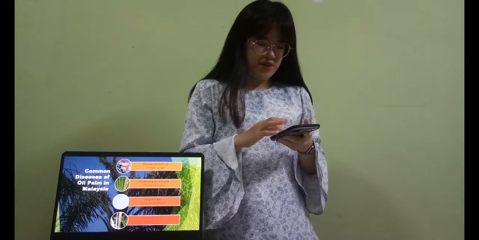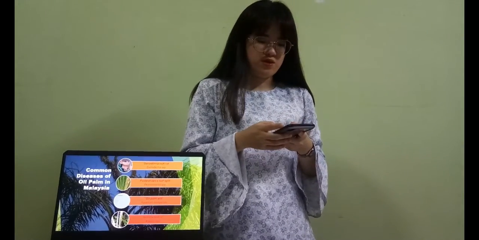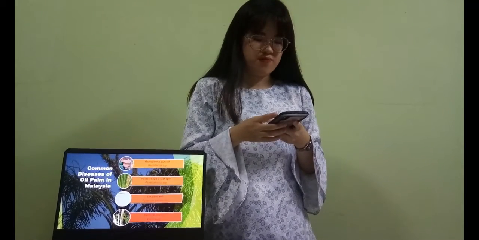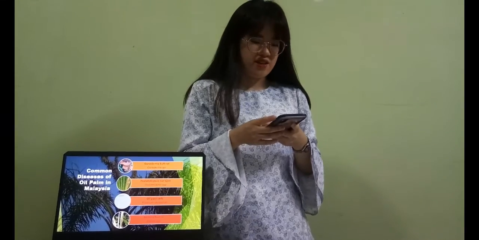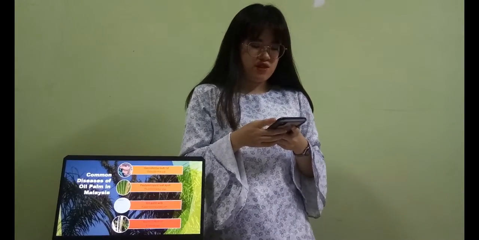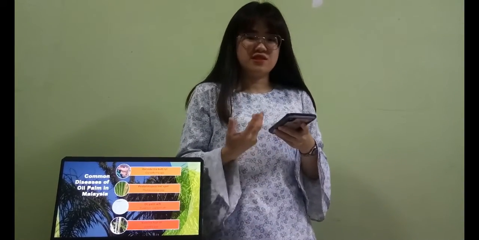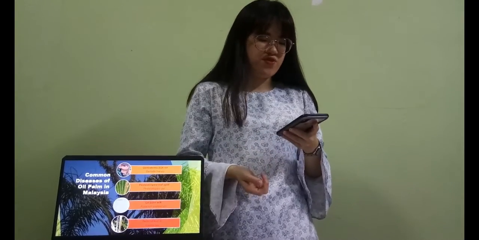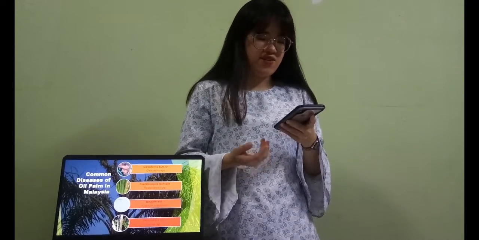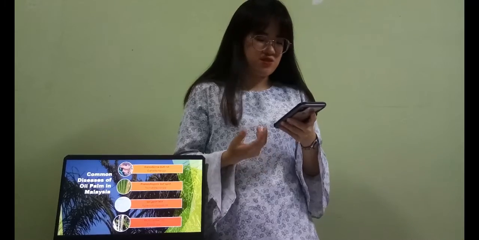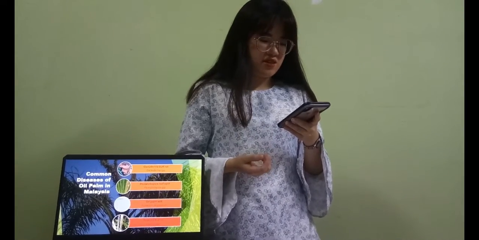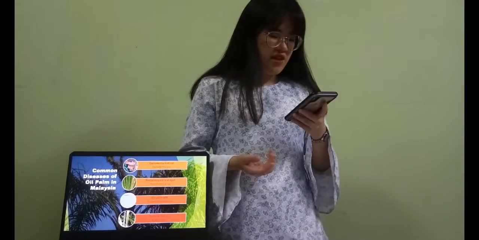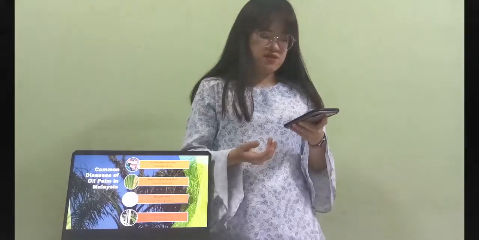And the next one, we are going to talk about the oil palm wilt, which is caused by Fusarium oxysporum fungi. The symptoms of the disease will vary according to the age of the host, and the disease can affect seedlings and mature trees. Seedlings exhibit retarded growth and reduced leaf size.